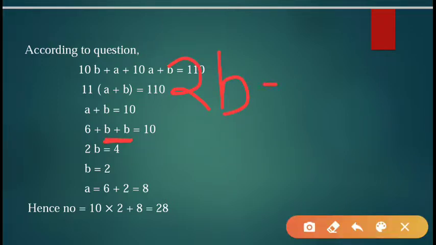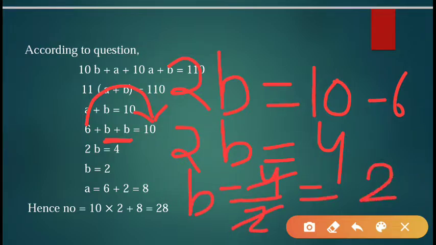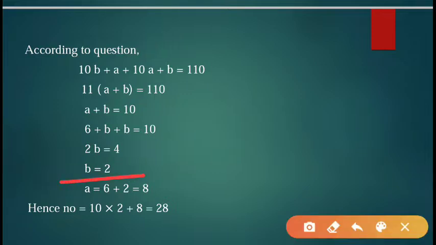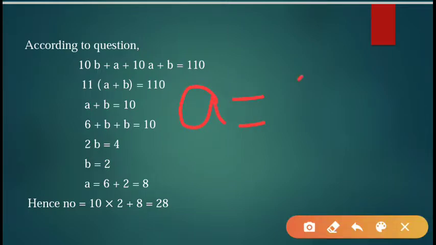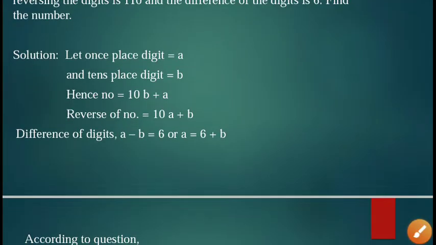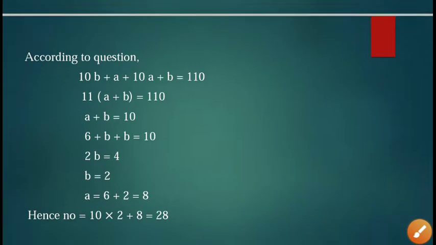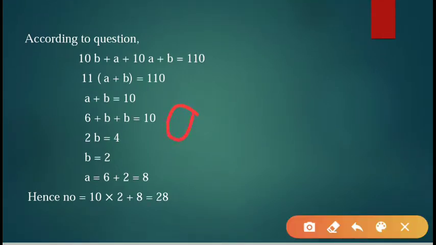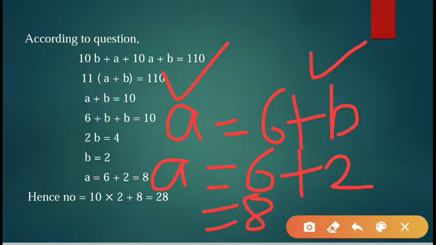This will give you 2b is equal to, when you transfer this 6 here, 10 minus 6. So 2b is equal to 4, and b is equal to 4 upon 2. When you cancel, you will get the value of b as 2. Clear? b is equal to 2. Now a is equal to 6 plus b. From here we have calculated a is equal to 6 plus b. Why? Because their difference is equal to 6. So put the value of b here. For finding the value of a, just put the value of b. a is equal to 6 plus 2. When you add, you will get a is equal to 8.